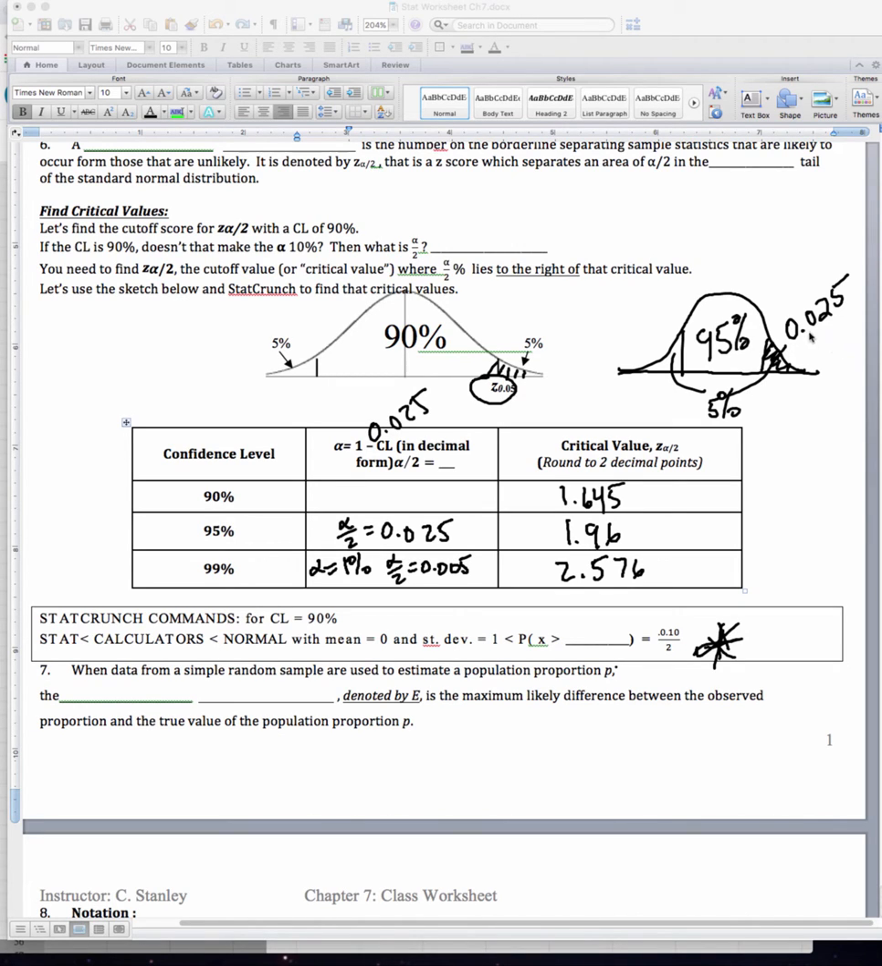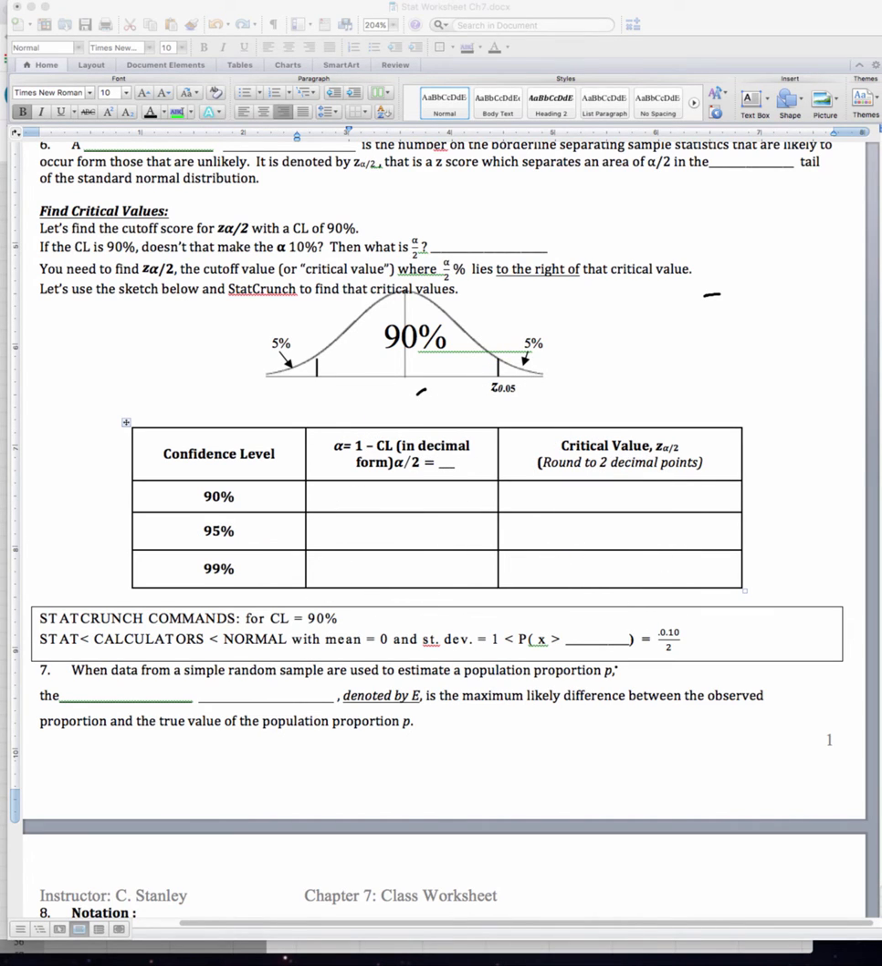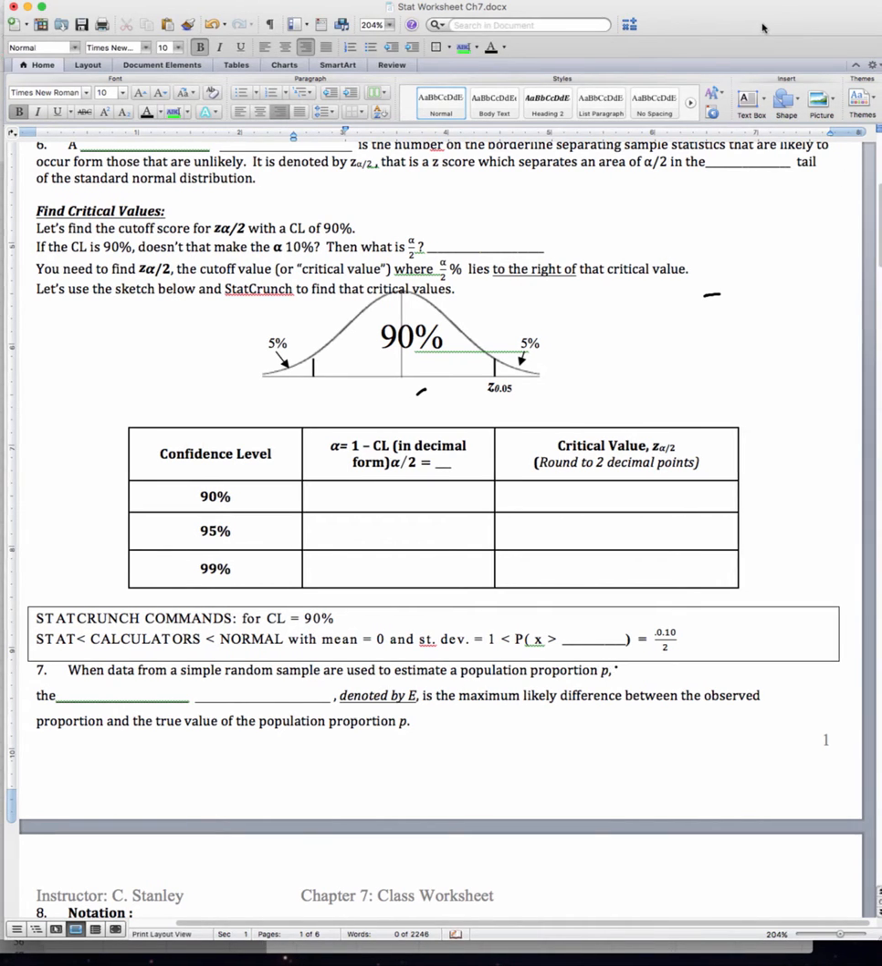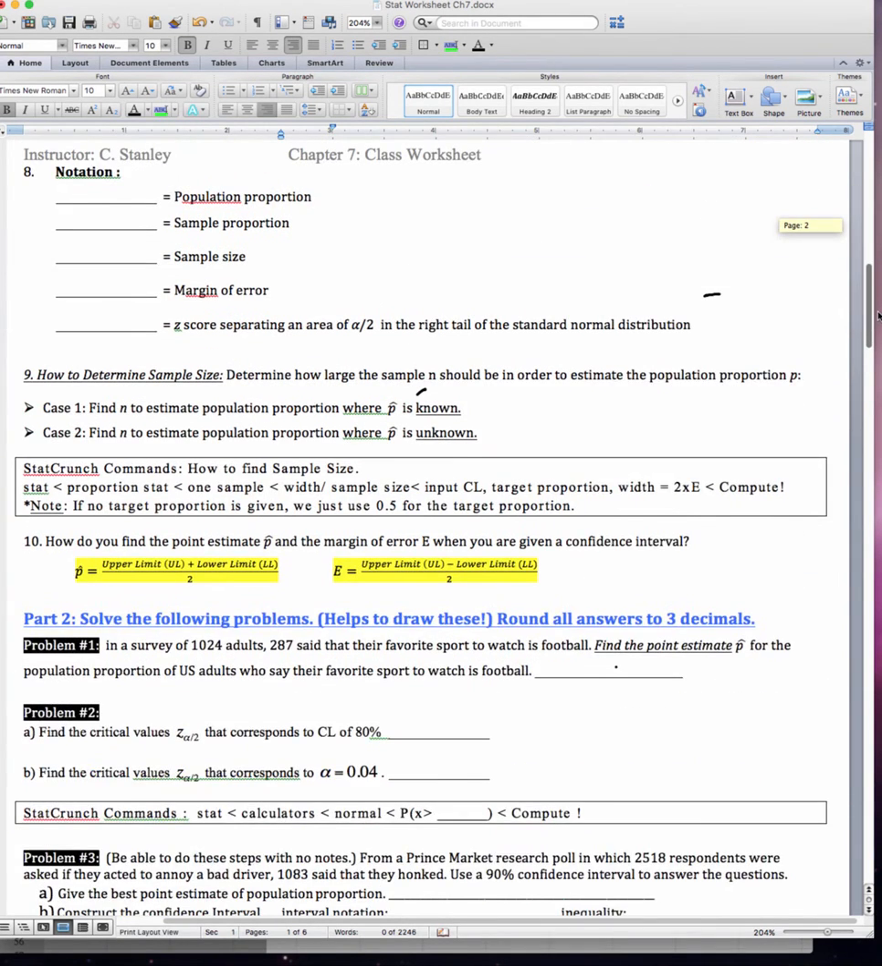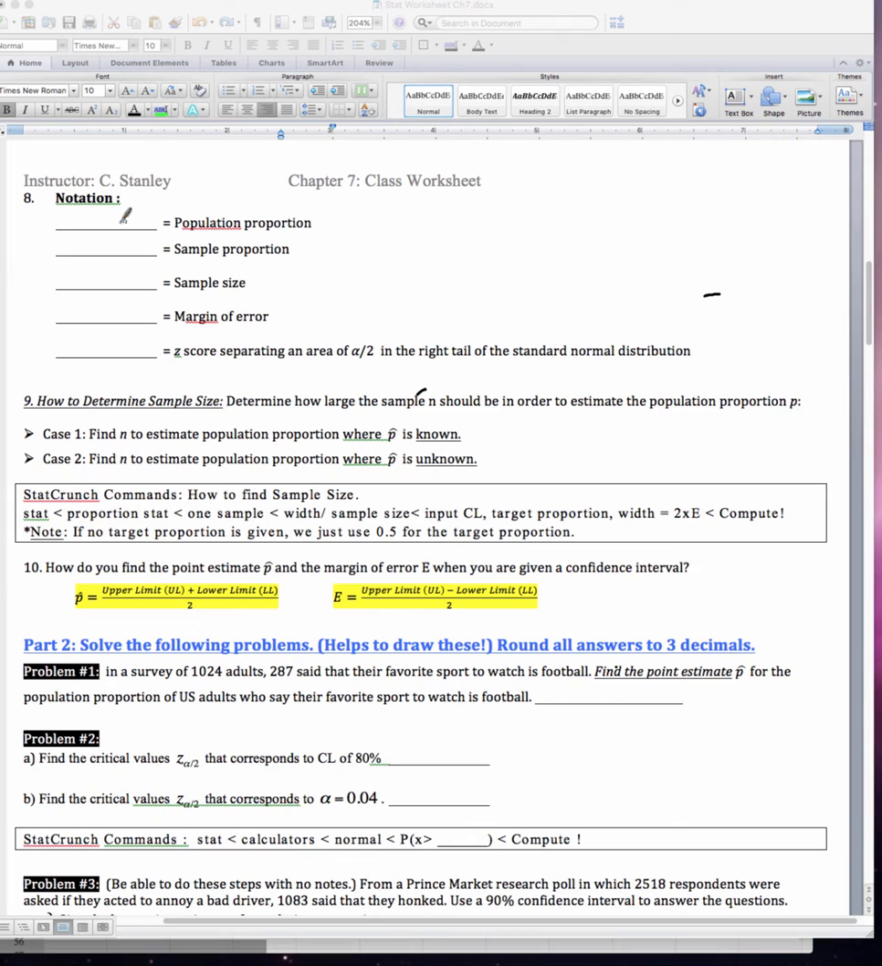Okay, let's go over some notation. These are going to be important that you know. Population proportion, P. Sample proportion, P hat. Sample size, N. Margin of error, E. And this would be Z alpha divided by 2. We'll be doing these later with some of our examples. Let's get started on some of these examples.